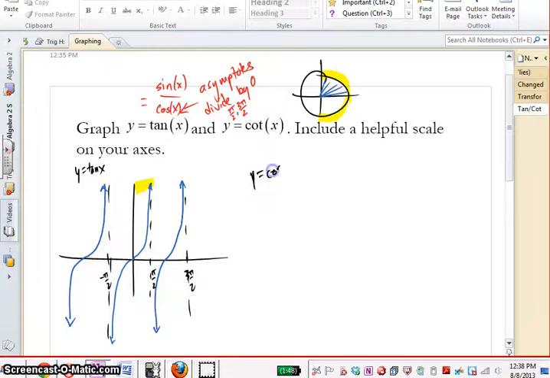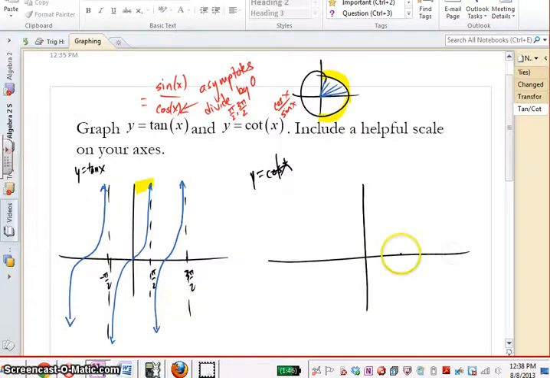Same idea works when we look at cotangent. Cotangent is, instead of sine over cosine, cosine over sine. So its asymptotes will occur whenever sine is equal to 0. Sine, being the y values in the unit circle, will be 0 at angles of 0, pi, 2 pi, 3 pi, negative pi, or any other multiple of pi. So we can place those in here.